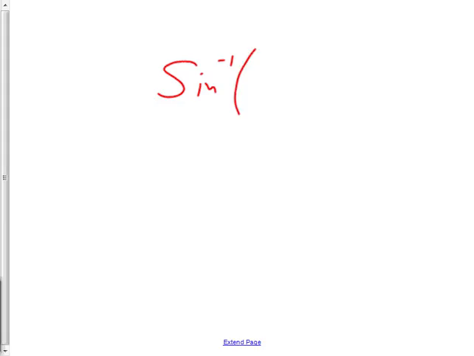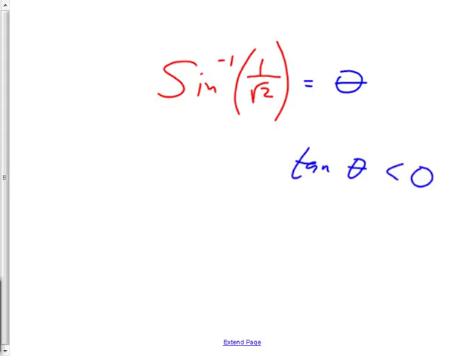Of 1 over root 2. And I'll also say tangent of theta is less than 0. It's all about where that triangle is. Try to draw that triangle in the right spot and figure out its sides. Once you've got a labeled triangle, life is good and this will be easy. I'll pause for a second while you try that.